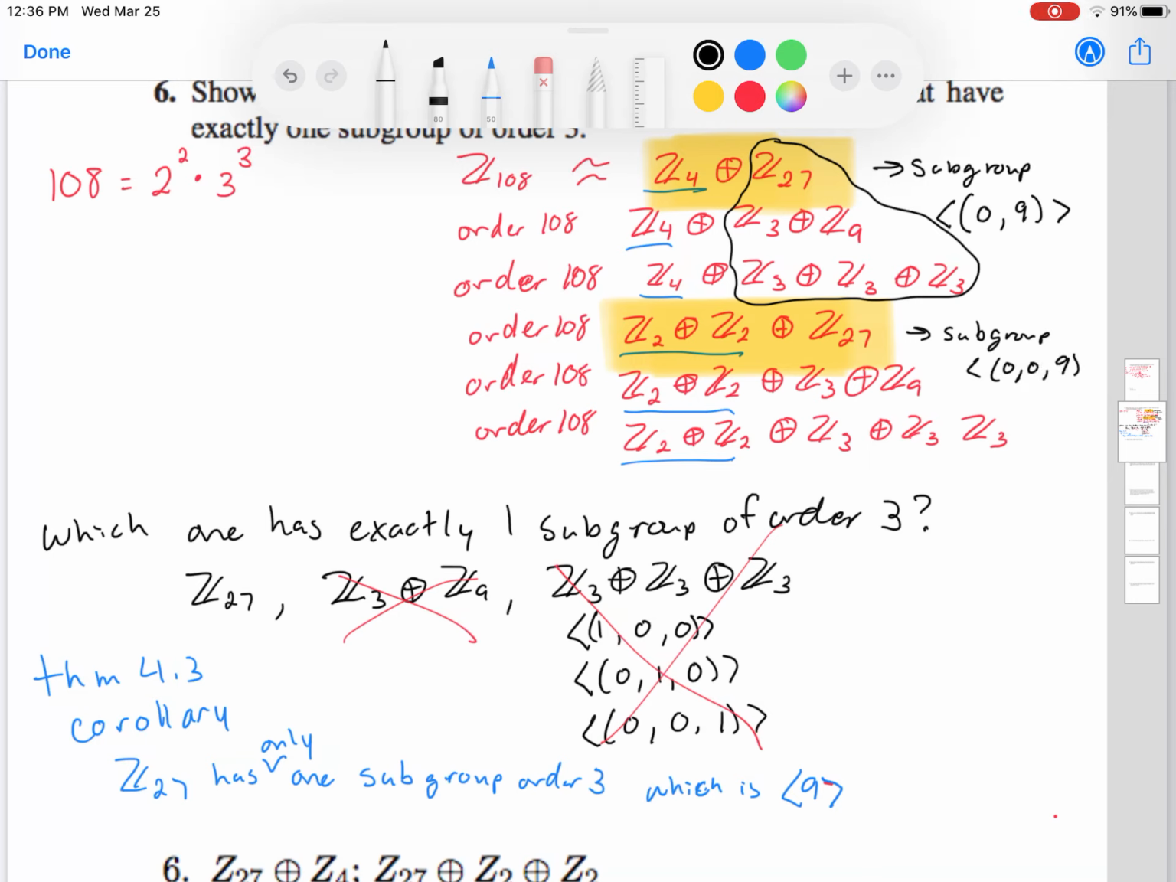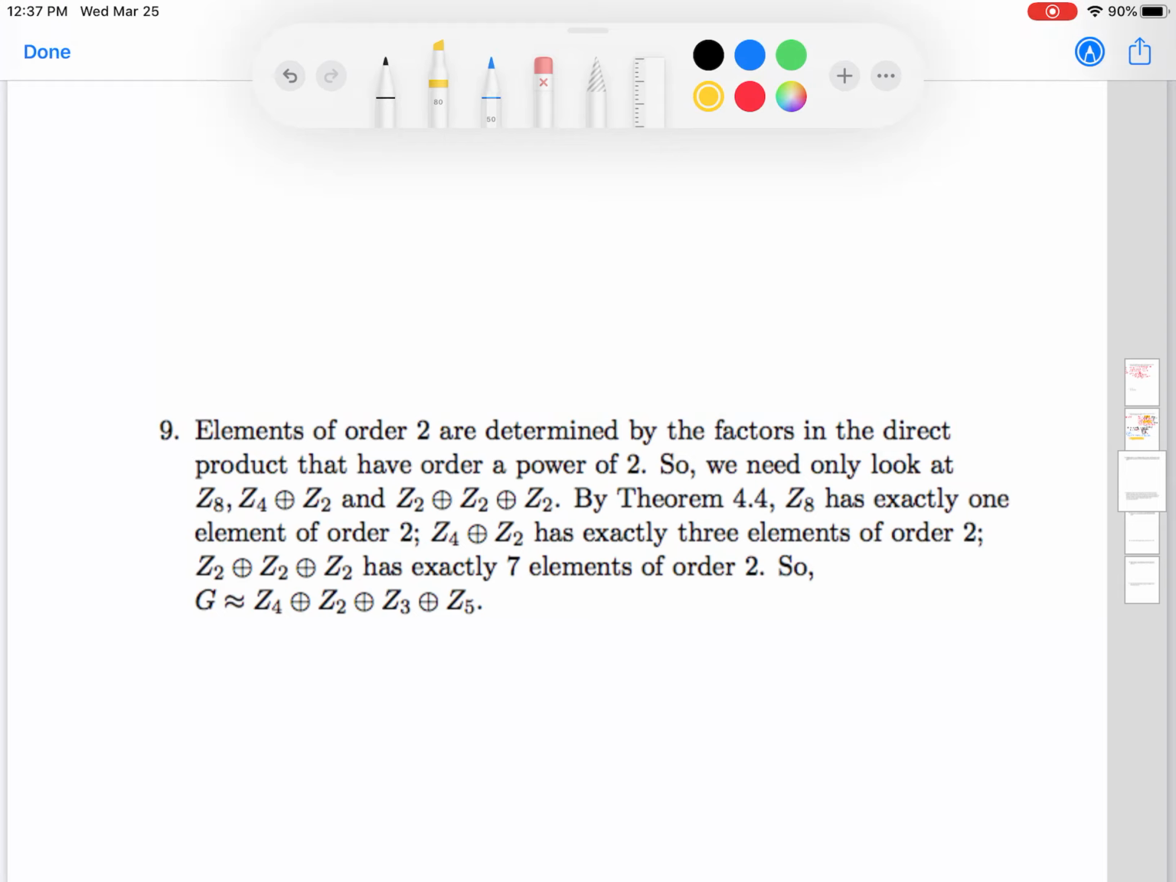All right. Suppose that G is an abelian group of order 120 and G has exactly 3 elements of order 2. Determine the isomorphism class of G. For this one, instead of writing it all out for you, I'm going to just read through and explain the textbook's solution here. So elements of order 2 are determined by the factors of the direct product that have order a power of 2.